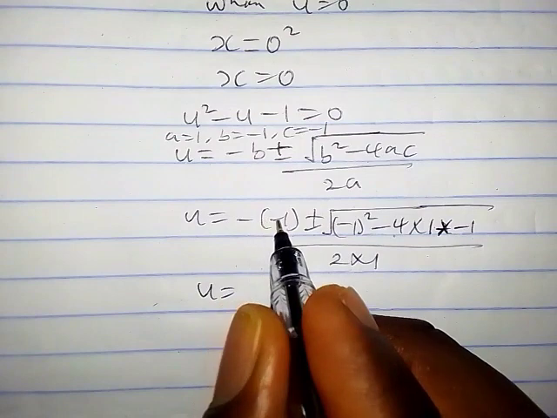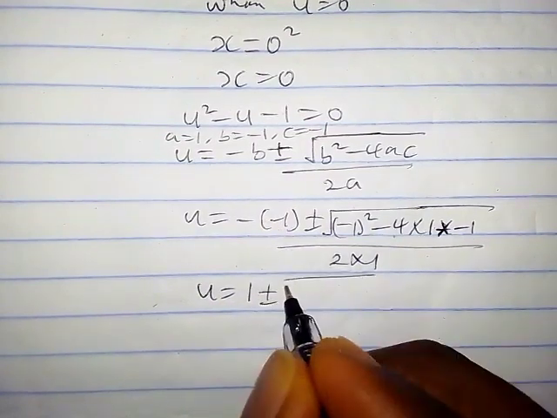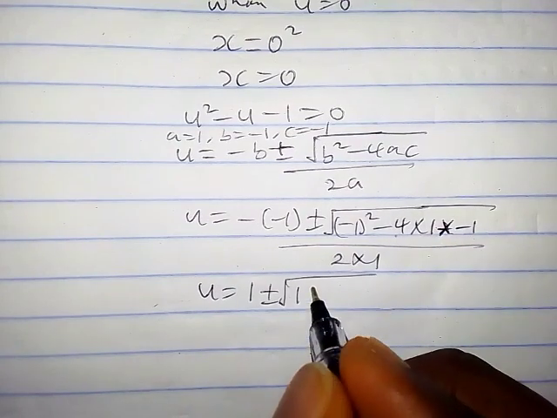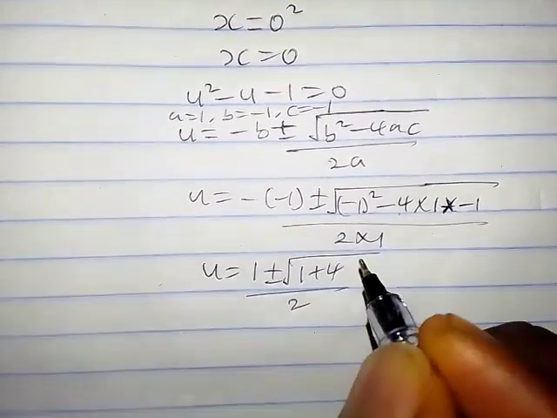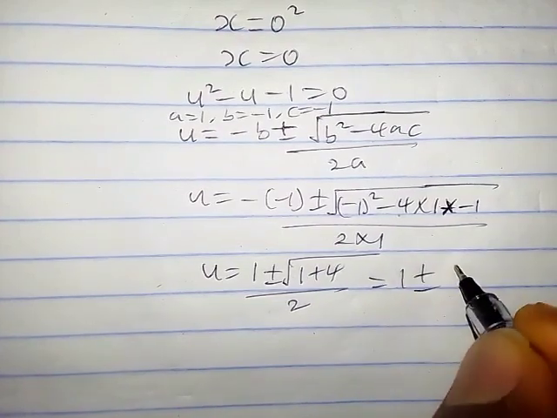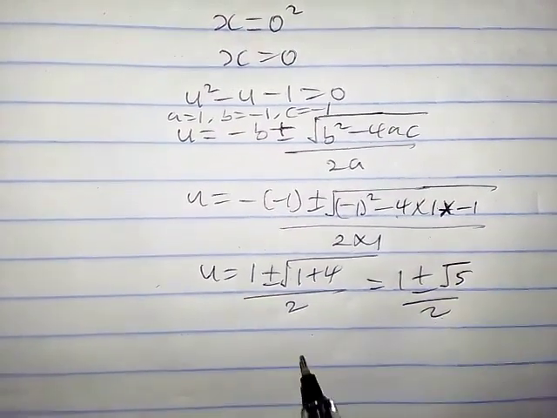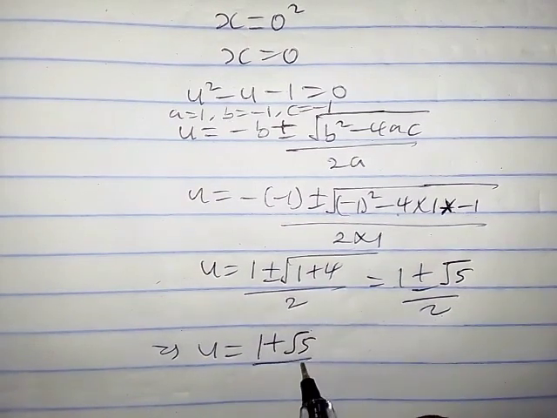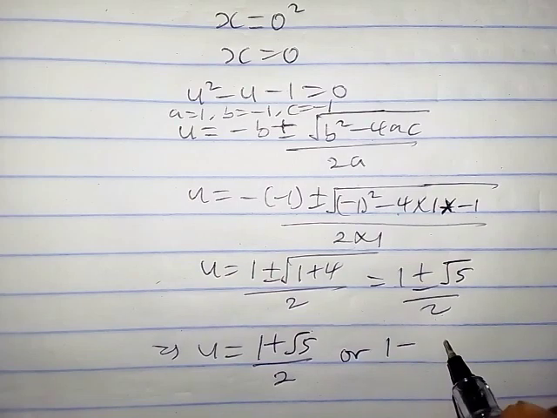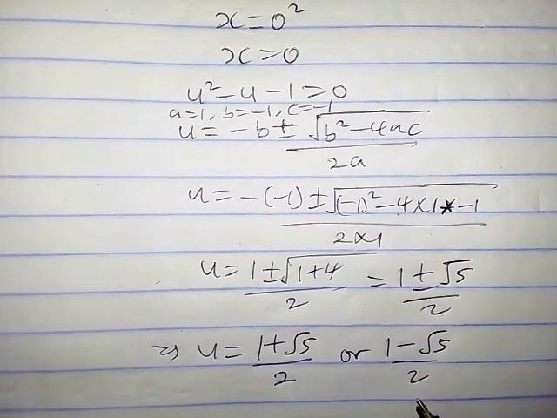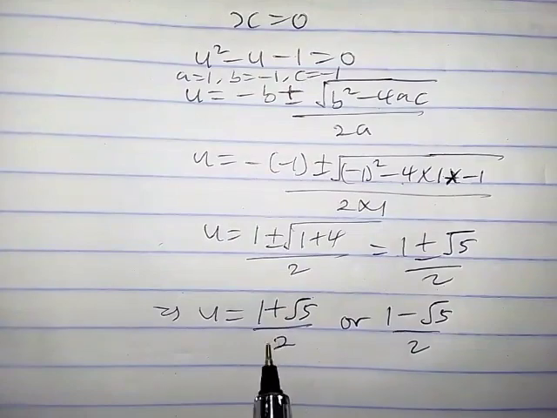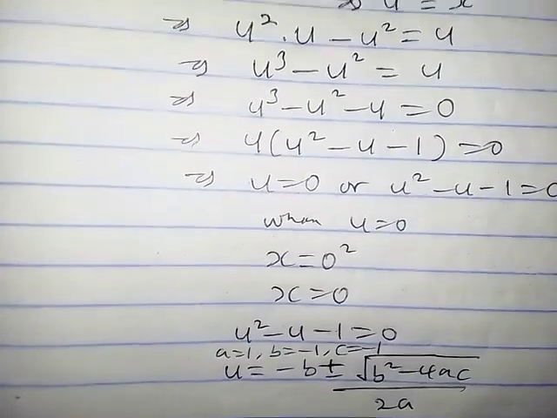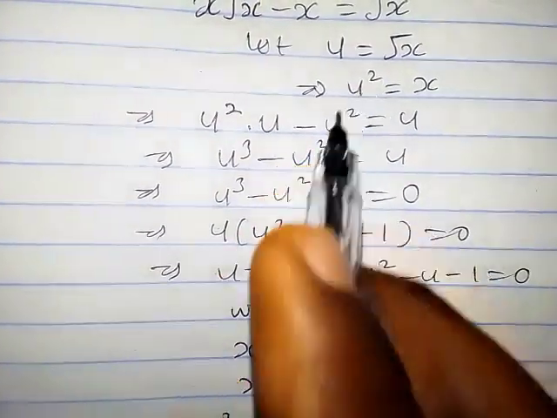So u equals, this becomes 1 plus or minus square root of 1 squared, that's 1, minus 4 times 1 times negative 1, that is plus 4, over 2. So we have 1 plus or minus square root of 5 over 2. And this implies that u equals (1 plus root 5) over 2 or (1 minus root 5) over 2. So now, we are going to consider the case for when u equals (1 plus root 5) over 2. So we just plug it here.